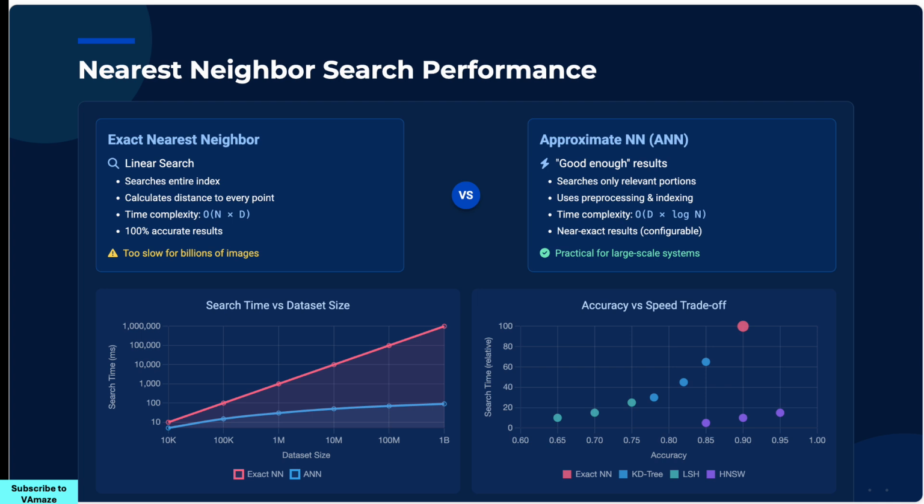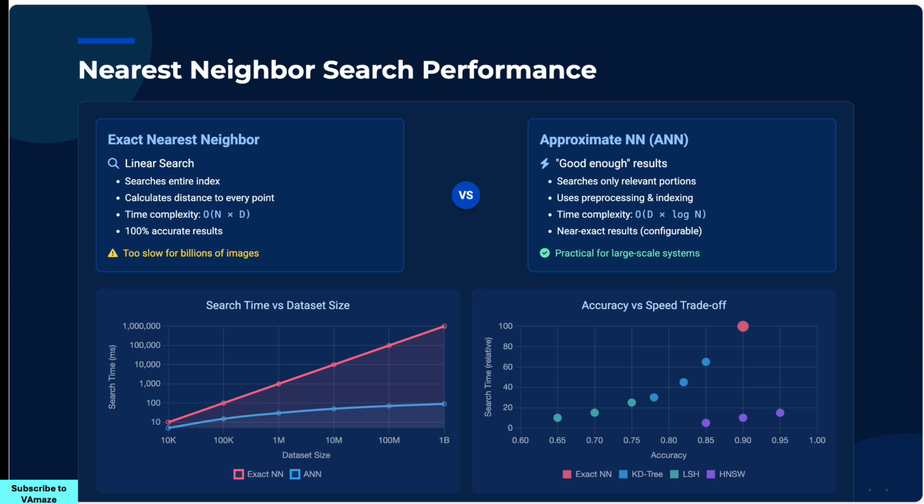We literally compute the distance from the query point to every single point in our index and return the k nearest ones. The time complexity is O of n times d, where n is the number of points and d is the dimension. When n is in the billions, this is far too slow for real-time search.